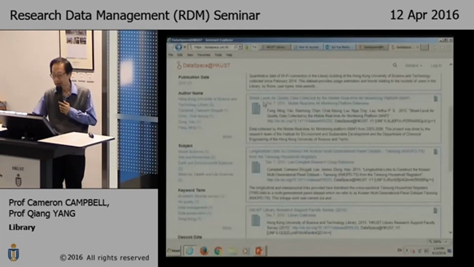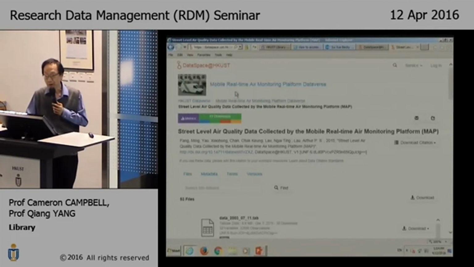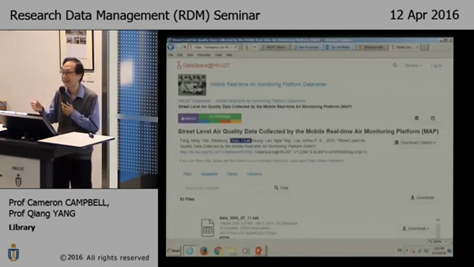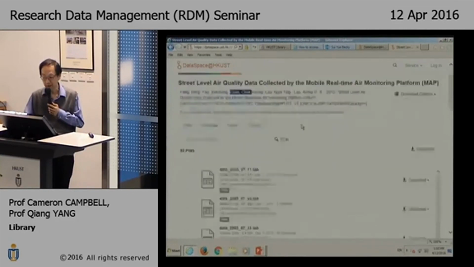And the other one is on air quality in the street, which this group of people, Professor Chen and Dunn, collected. They have a truck that goes everywhere on the Hong Kong streets and collects all this data, just like the Google Maps approach. That data was collected in 2003, and we were able to have them give us the data and deposit it here.